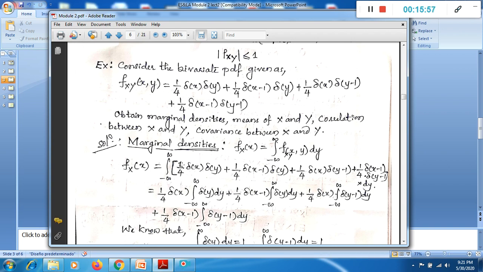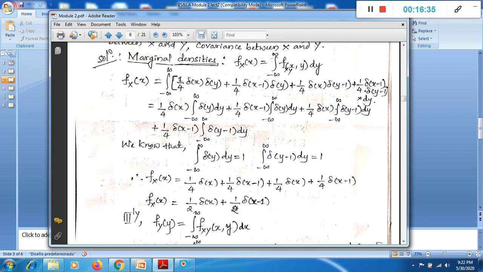So this gives 1/4. As integration is with respect to dy, δ(x) is independent of that. So integration happens with dy. Similarly here, 1/4 and δ(x−1) are independent, and integration is with respect to δ(y). Same here, integration happens with this term, and even in the last term it happens with δ(y−1) dy.